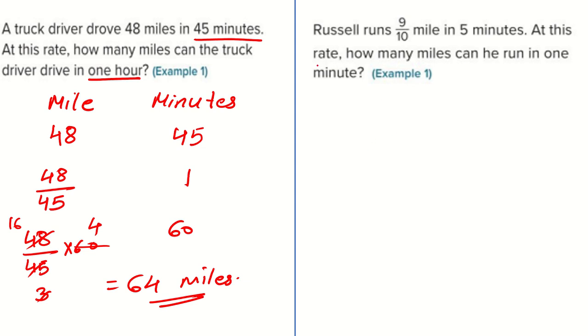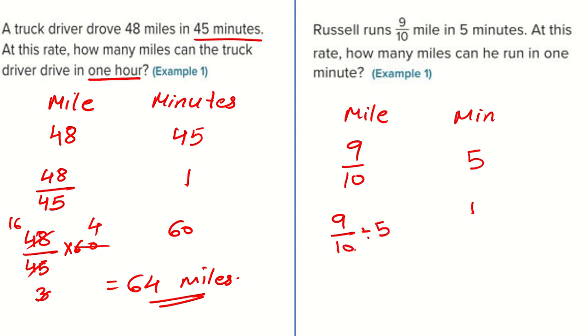Okay. Similarly here, in this question, Russell runs 9 over 10 miles in 5 minutes. Now you see it is the same type of question. It is miles and this is minutes. So 9 over 10 miles in 5 minutes. At this rate, how many miles can he run in 1 minute? It is just 1 minute, so no need to do more things here. So just divide by 5. So 9 over 10 divided by 5.